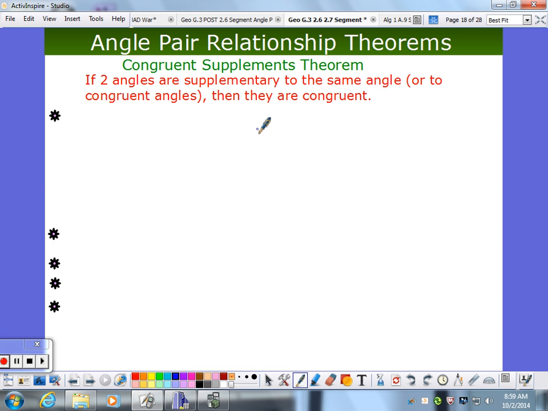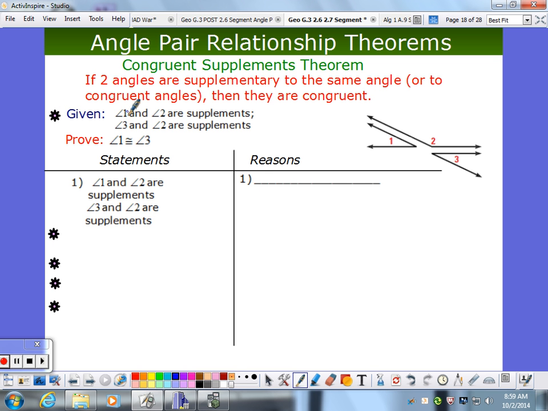Okay, so the Congruent Supplements Theorem, this one is maybe easier to remember the name, because it says if two angles are supplementary to the same angle, or to two congruent angles, then they are congruent. So this says that if you have two sets of supplementary angles, angle 1 and angle 2 supplementary, angle 2 and angle 3 supplementary, 1 and 3 have to be congruent angles. Doesn't that kind of make sense? These are supplementary, and these are supplementary. So since they're both supplementary to the same angle, they have to be equal. And we call that the congruent supplements.